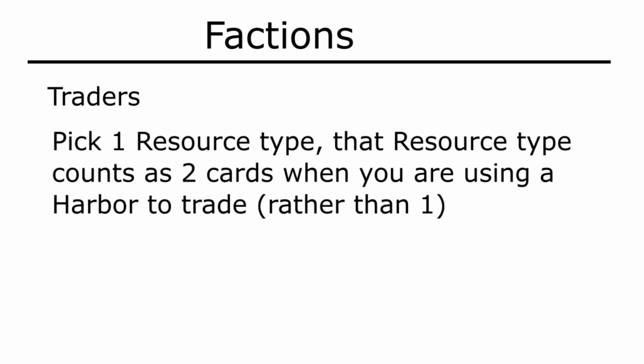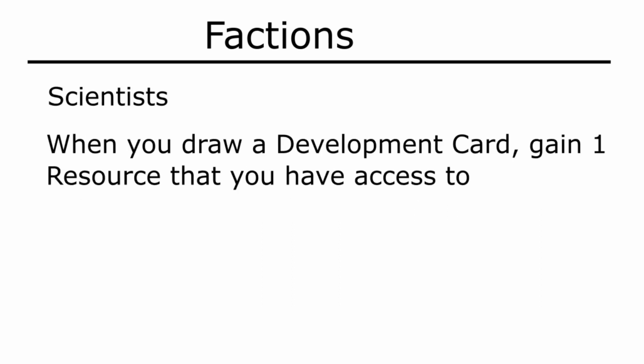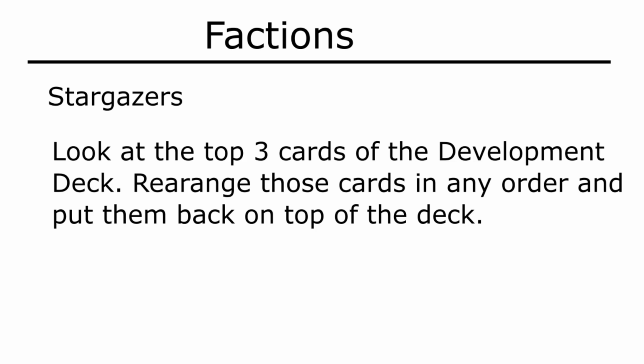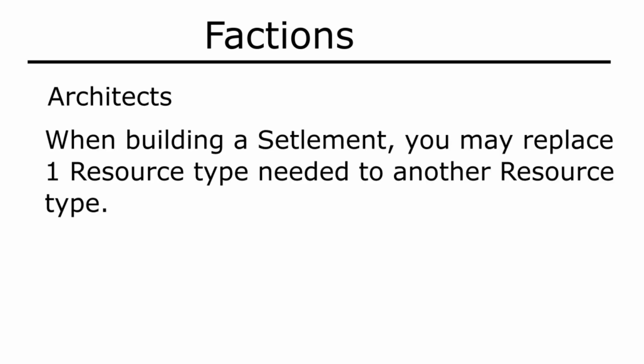Next I had the Traders. You get to pick one resource. That resource counts as 2 cards anytime that you're trading with a harbor and a harbor only. Another faction that I created was the Scientists. Whenever you draw a development card, you gain one resource of your choice. Another faction, the Stargazers. You look at the top 3 cards of the development deck and rearrange them into any order that you'd like.